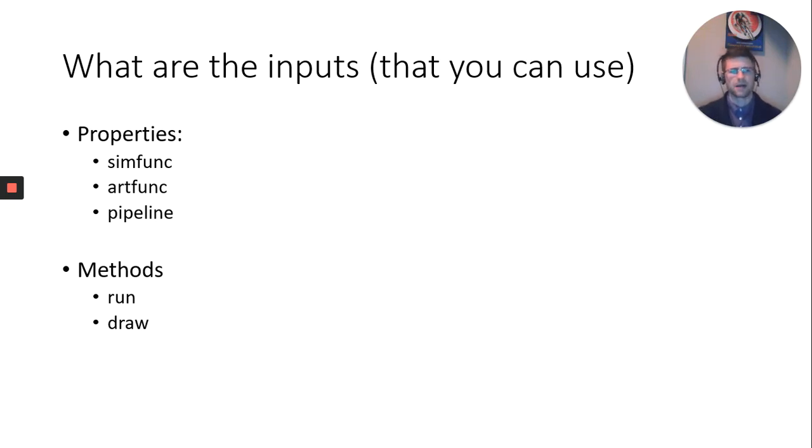And then pipeline. Pipeline is basically how you want to run the data. So whether or not you use PCA would be an example of that. And then finally, when you prepare this job, you can run it just like you would a normal job in a pipeline, and you can draw it. So to do that, you would save it as a variable. You'd say variable.run, and it would run this job. And if you wanted to see the outcome, you'd say variable.draw.